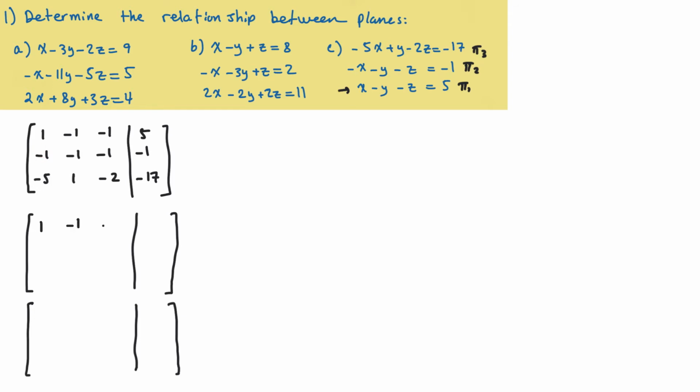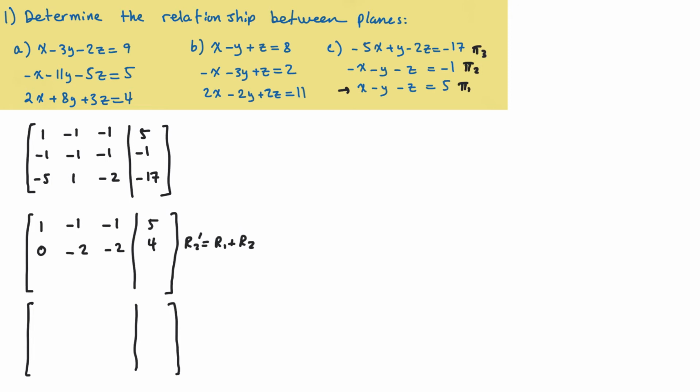I'm going to keep my row 1 here, and row 2 is going to be row 1 plus row 2. And adding those rows up, 1 plus -1 is 0, -1 plus -1 is -2, -1 plus -1 is -2, and 5 plus -1 is 4. This is nice. Right away we can see that everything here can be divided by 2, so we can do that in the next step.